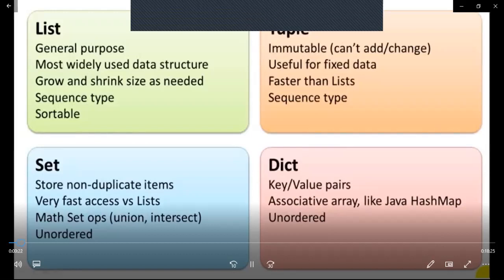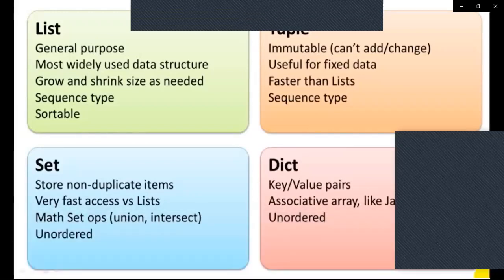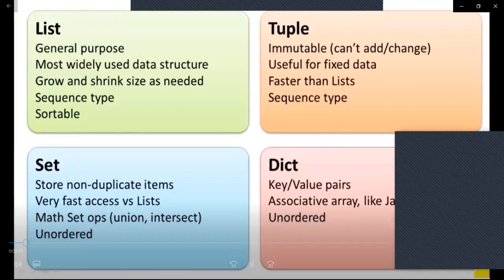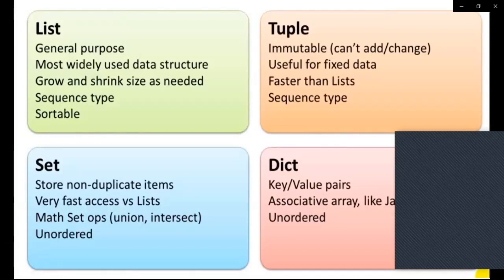So the list is a sequence type. It's sortable. The tuple is immutable, which means you can't change, add, or remove items in a tuple once it's been created. So it's useful for fixed data. And tuple is also a sequence type, which we'll explain in a second. With a set, you can store non-duplicate items, so it's good for storing unique items. And it's also very good for doing mathematical comparisons of sets: union, intersect, those kinds of set operations.